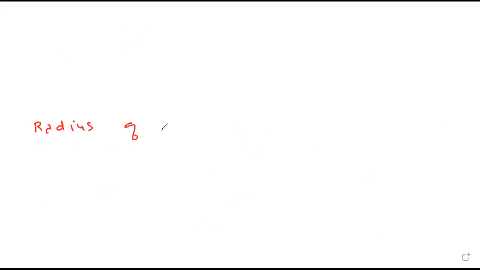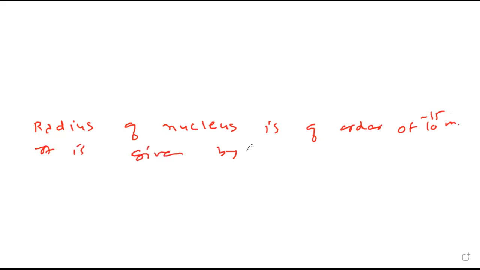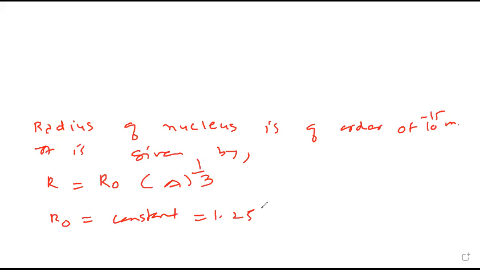Radius of nucleus is of the order of 10^-15 meter. It is given by formula R equals R0 A raised to 1 by 3, where R0 is a constant, its value is 1.25 into 10^-15 meter. A is called as mass number. Okay, write this one.